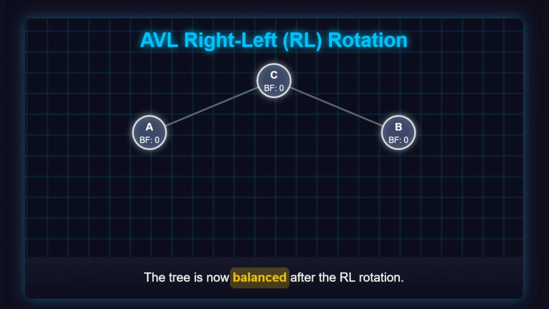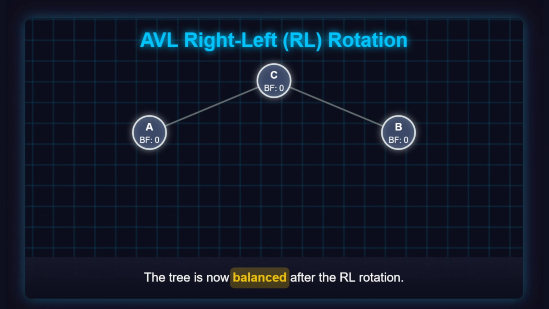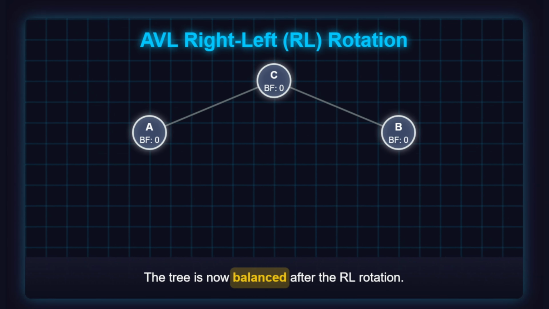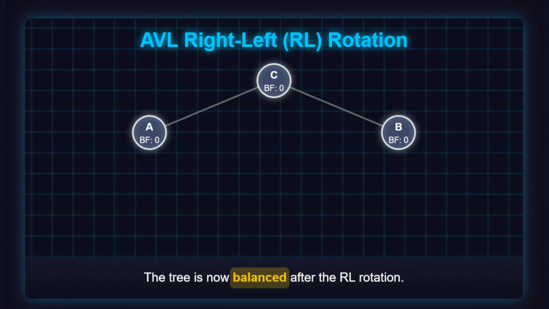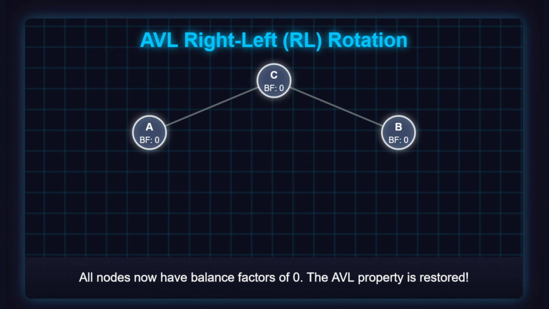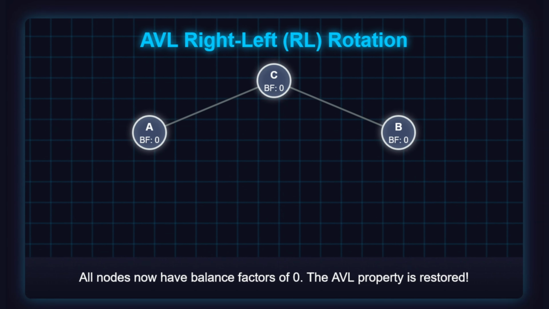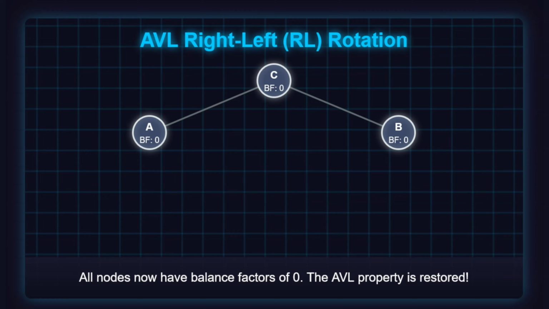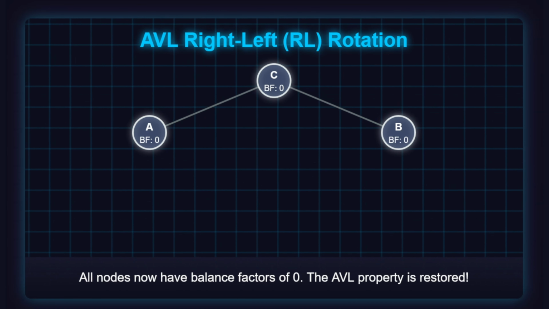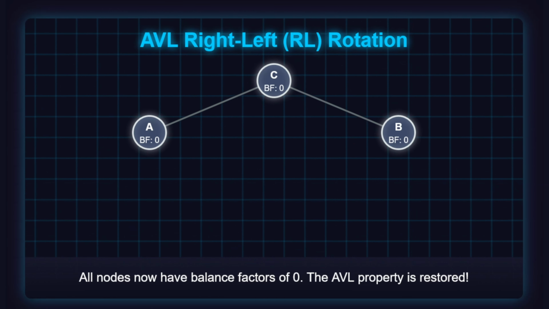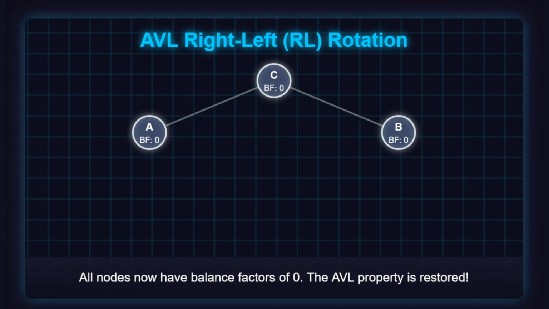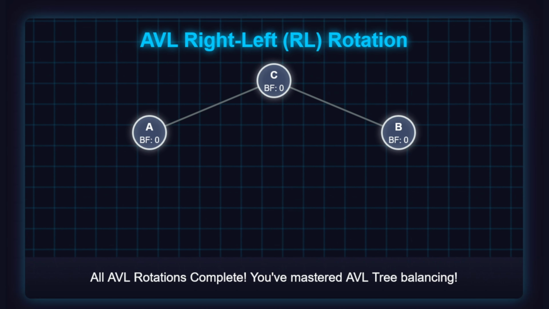Node C is the new root, with A as its left child and B as its right child. Node A has no children, so its BF is 0. Node B has no children, so its BF is 0. Node C has A and B as children, both with height 1, so its BF is 1 minus 1, which equals 0. All nodes now have balance factors of 0. The AVL property is restored. This is how an RL rotation fixes an AVL tree.